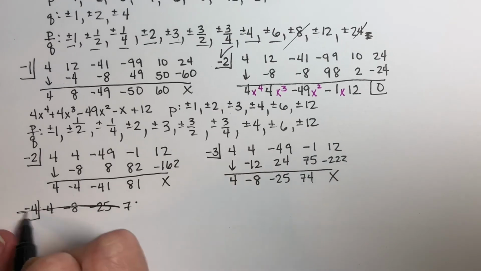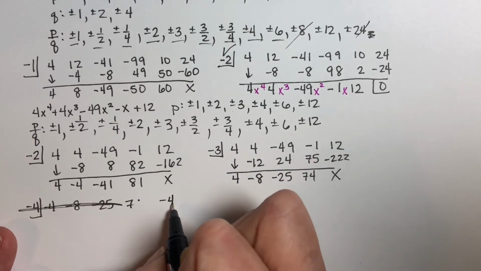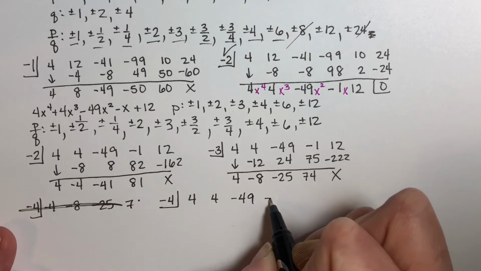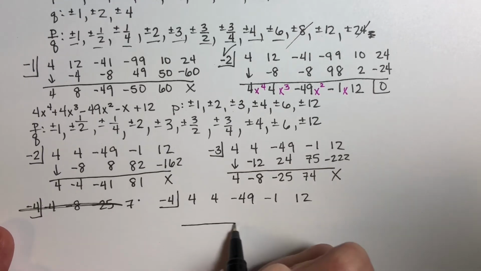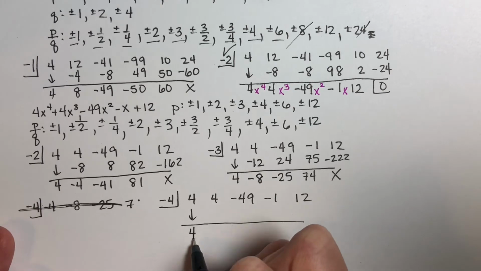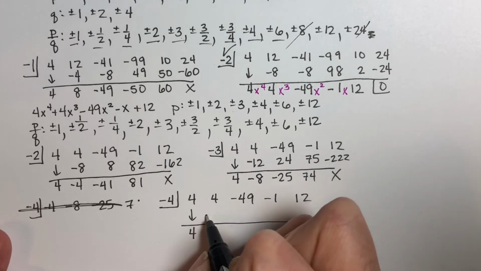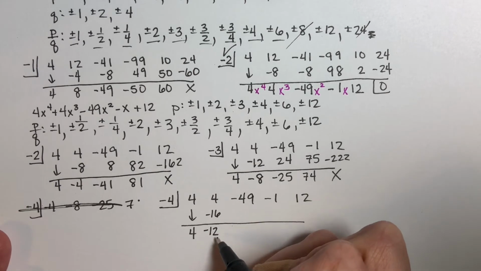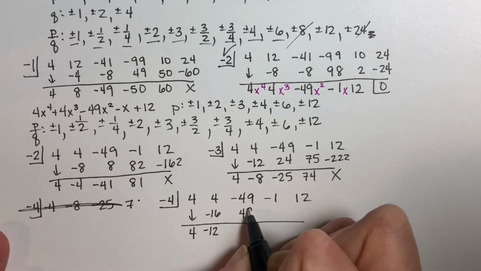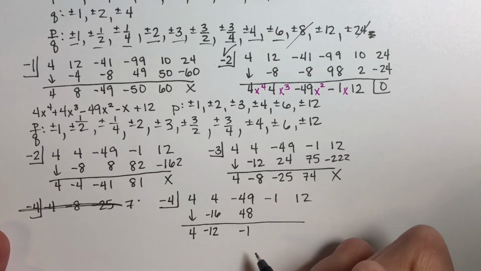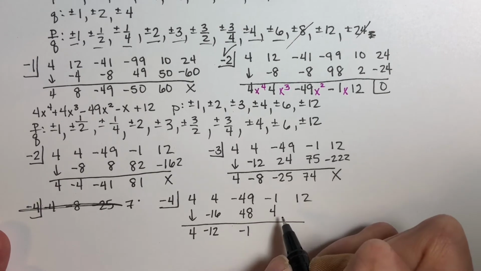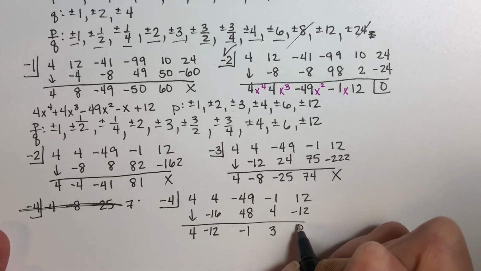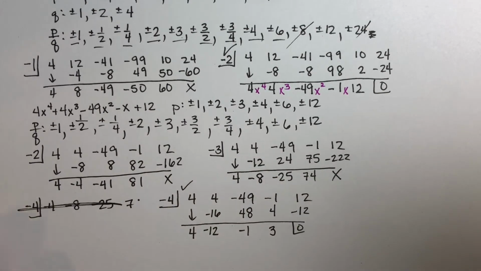Oh, I'm using the wrong values. I should use these. For -4, it's 4, 4, -49, -1, and 12. Bring down the 4. Multiply for -16, add for -12. -12 times -4 is 48. Add for a -1. Multiply for 4, add for 3. Multiply, you get a -12, and you get a 0. Okay, so -4 is another solution.